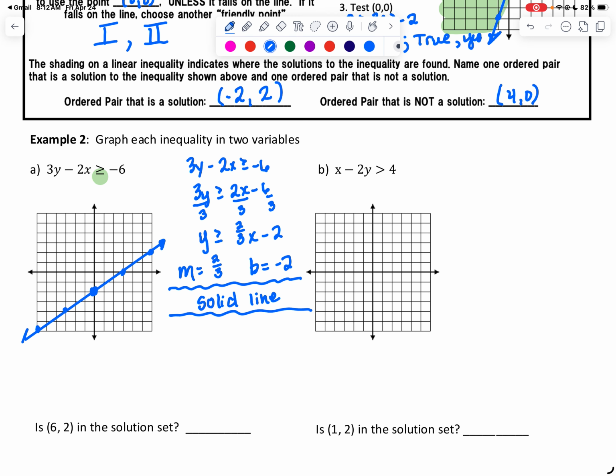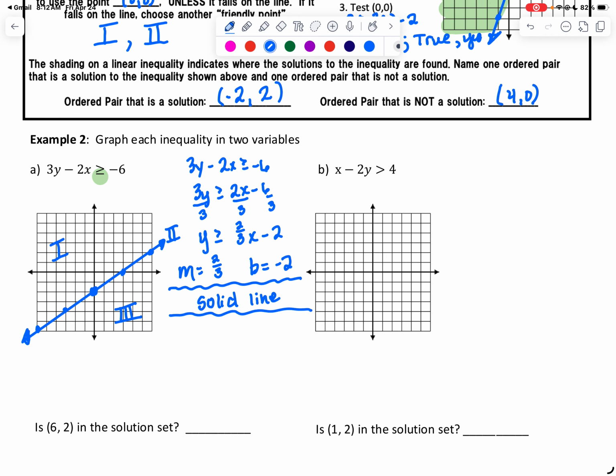Now, let's label our regions here. We have region 1, all the points above the line. Region 2, all the points on the line. And region 3, all the points below the line. So what we want to do is see, where should I shade? Should I shade region 1 or should I shade region 3?